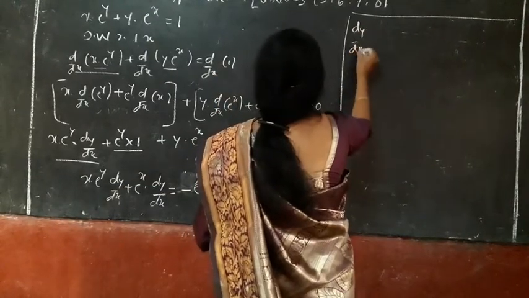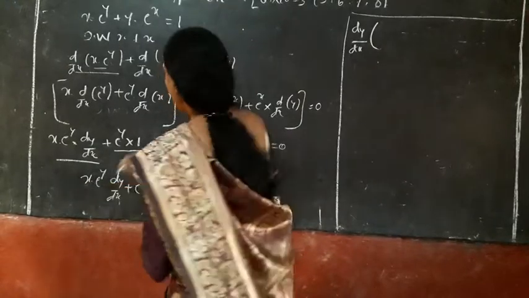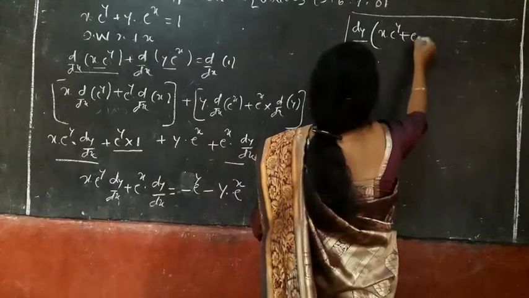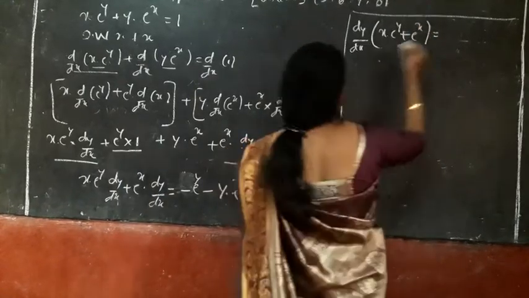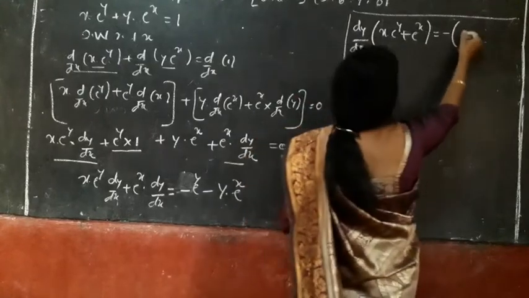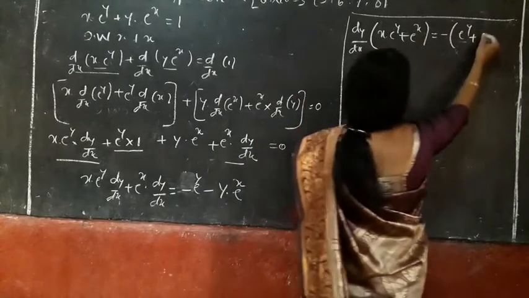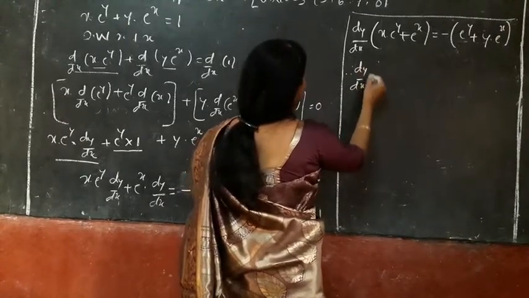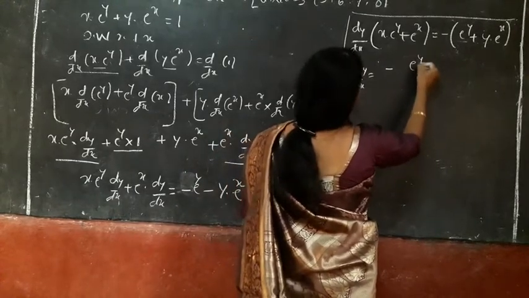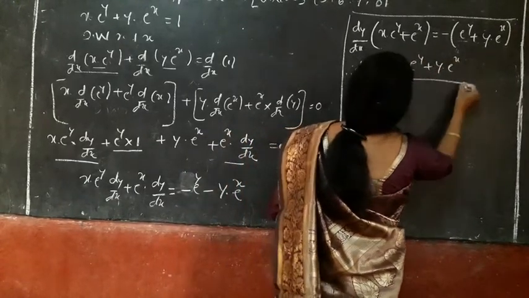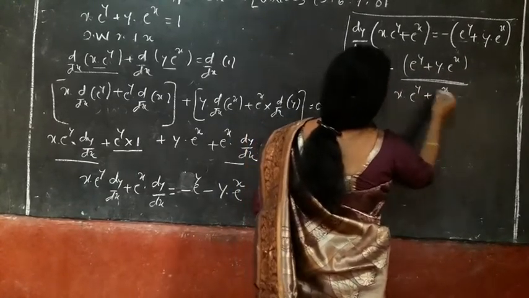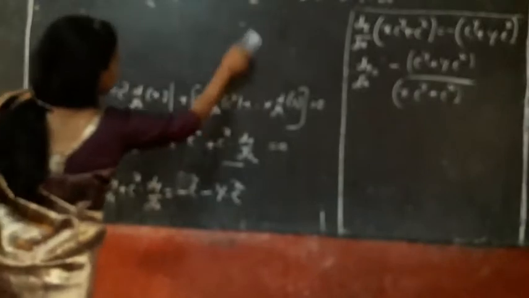taking dy upon dx as common, here we get x into e raised to y plus e raised to x equal to, taking minus as common, we can write e raised to y plus y into e raised to x. Therefore, dy upon dx equal to minus (e raised to y plus y into e raised to x) whole divided by x into e raised to y plus e raised to x. This is the answer. Next, consider the third example.